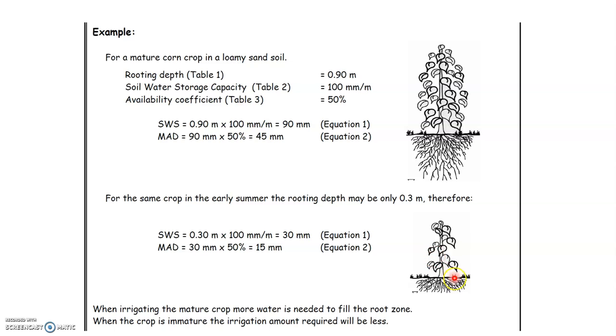And then this is for the same crop, but it is a very small plant at the initial stage of planting. So the rooting depth is just 0.30 meter. In a larger plant, the rooting depth is 0.90 meter, but in a small plant 0.30 meter. So the soil can hold up to 30 mm of water, and we need to irrigate only 15 mm of water. So this is a great example of how a plant needs a small amount of water at a small size, and needs more water at a larger size.